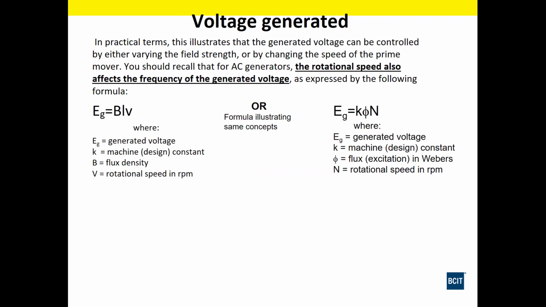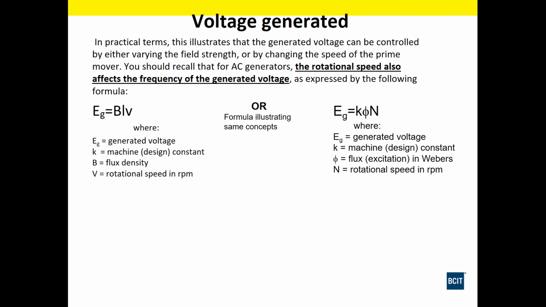Now, voltage generated. We prefer to have a constant, consistent voltage out of our alternators. So this is where our E generated equals BLV comes into play. And there's another formula that you're going to see also: E generated equals K times flux times speed. It's the same formula, except we have a few different symbols there. Functionally and logically, they're identical.